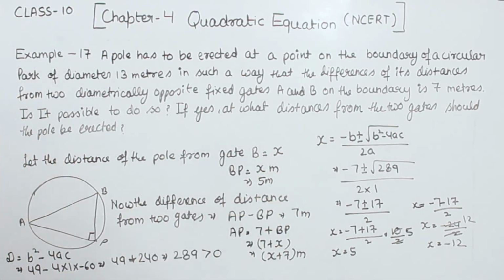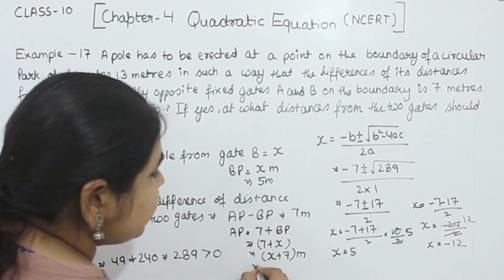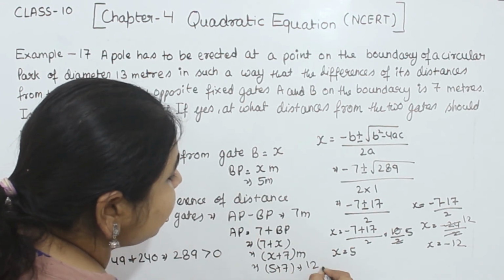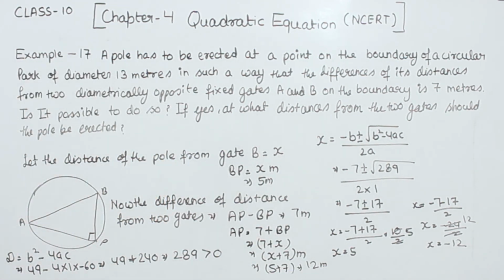And the distance of the pole from the other gate is x plus 7, which is 5 plus 7, equal to 12 meters. So with this we have completed example number 17. In the next video we are going to start with example number 18.